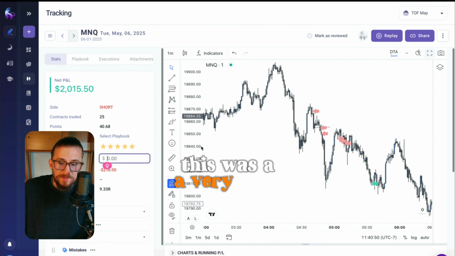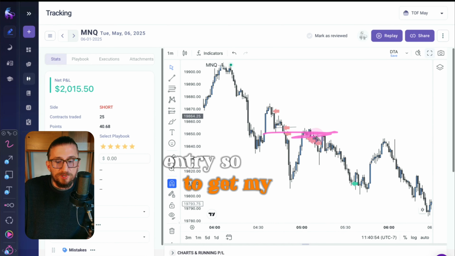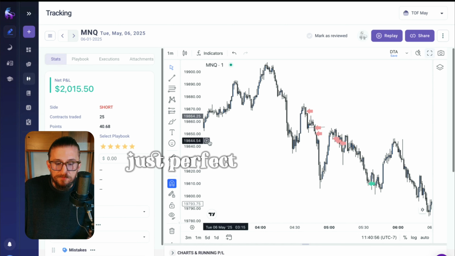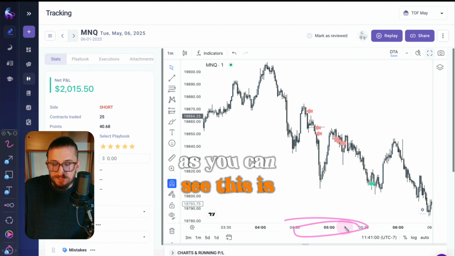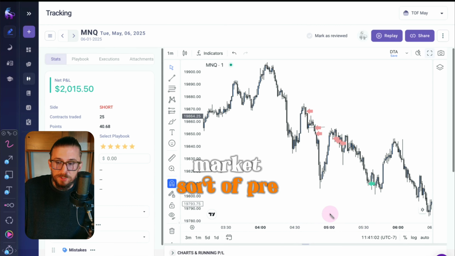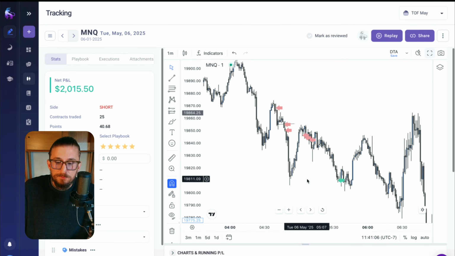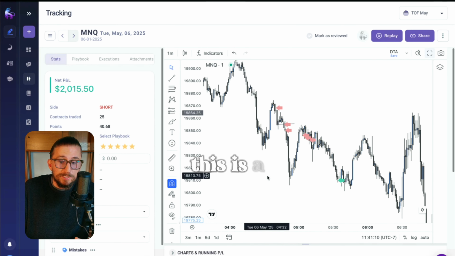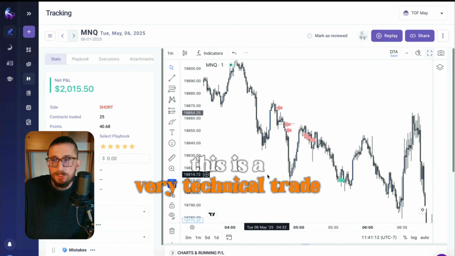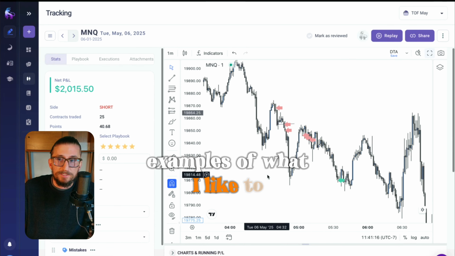This was a very, very, very precise trade. I was able to get my entries so tight, just perfect execution. This is pre-New York, as you can see. This is ahead of any sort of pre-market. And my exit, phenomenal. I'm not sitting here trying to toot my own horn. I'm just demonstrating that this is a very technical trade. This is some of the best examples of what I like to do.